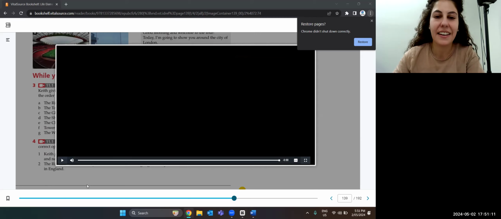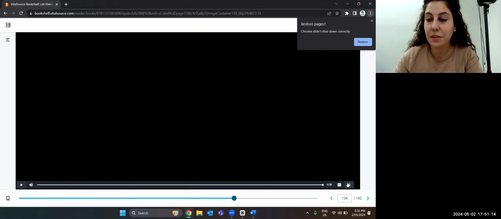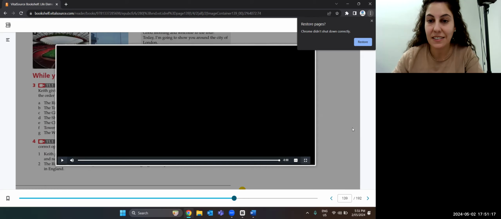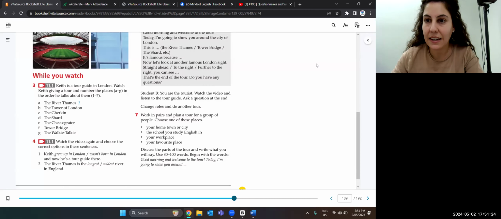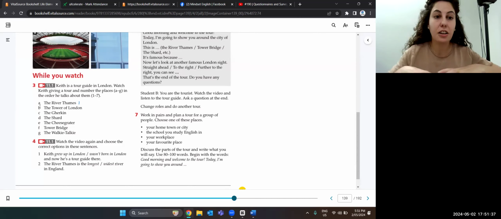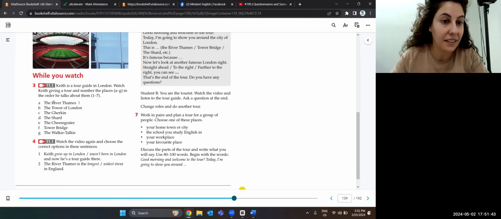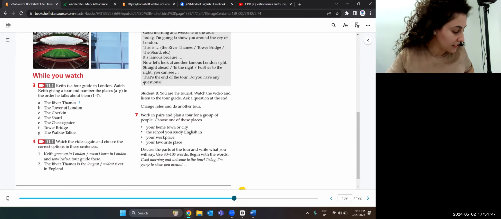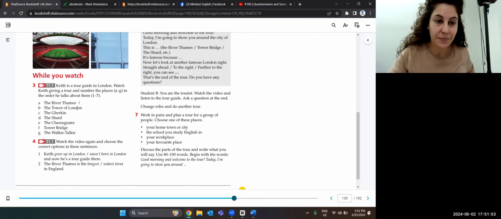Okay, so you could see that he showed us a lot of different places in the city of London. And when he showed us some of these places, which one did he show us first? We know that it was the River Thames. So this is the first one that he showed us. He said it's the longest river. Remember, it's the longest river in England. The next one was the Tower of London, which is 1,000 years old. Then he showed us the Tower Bridge.